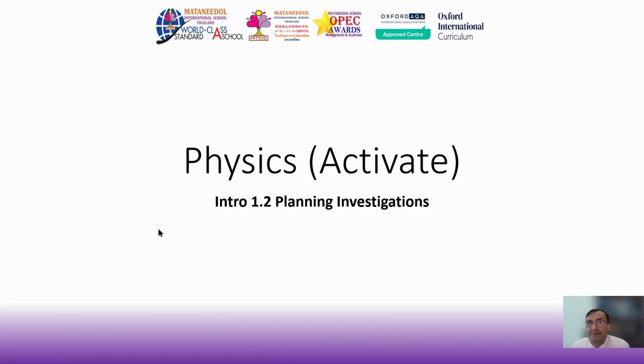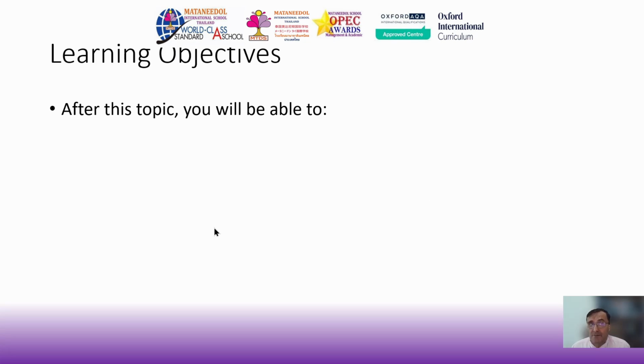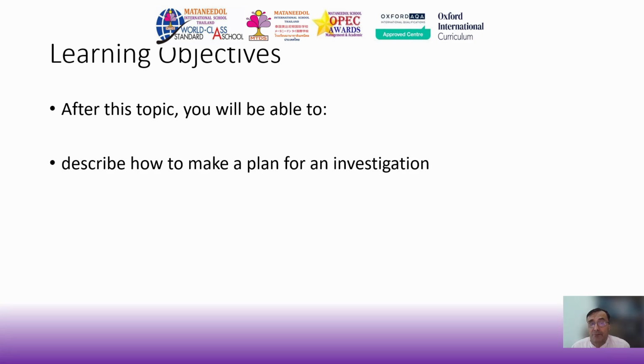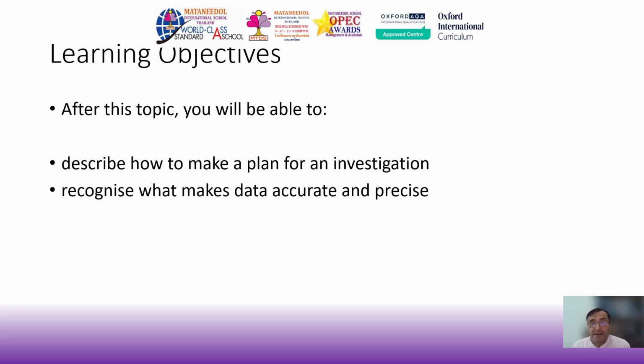So, this is going to be taken from the Activate Physics books, the intro and part 1.2. So the learning objectives for this topic, you're going to be able to describe how we make a plan for an investigation. Recognize what makes data accurate and precise. We need to trust the information we get. And describe a risk assessment to keep everybody safe.